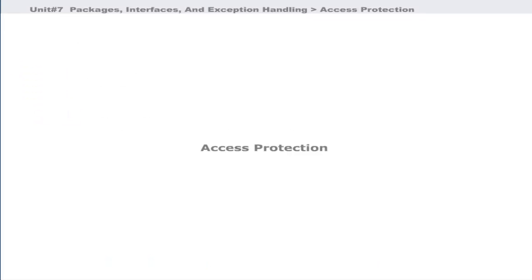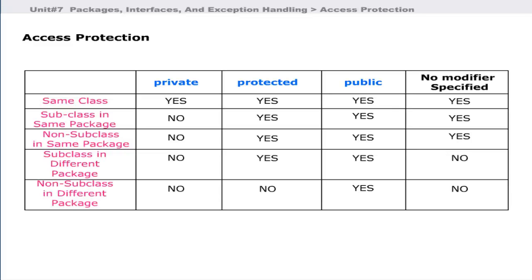Now we will discuss access protection of classes and class members in a package. This table summarizes the access to the classes and members declared as private, protected, and public. It also lists the access when no access specifier is provided. Anything declared public can be accessed from any class. Members declared as private are not visible outside this class. When a member has no access specifier, it is visible to subclasses and other classes inside that package. This is the default access.